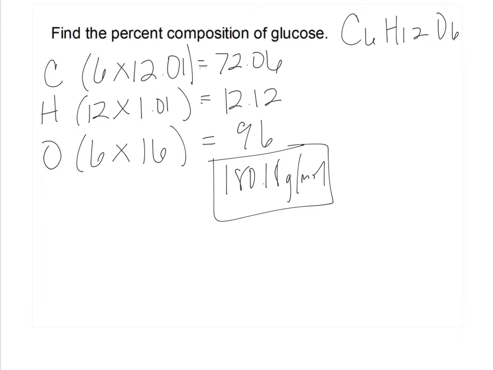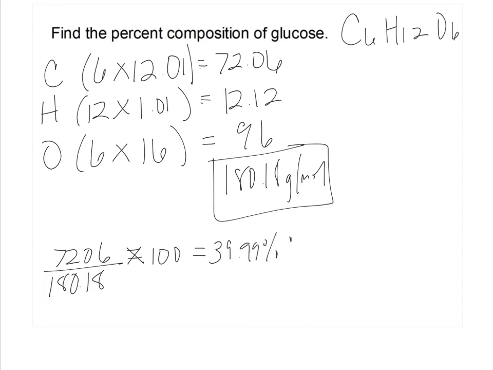So then I'm going to take each one of my parts and divide it by the whole. So I'm going to take 72.06 divided by 180.18, times 100, and I get 39.99% carbon. And I'll do that for hydrogen.